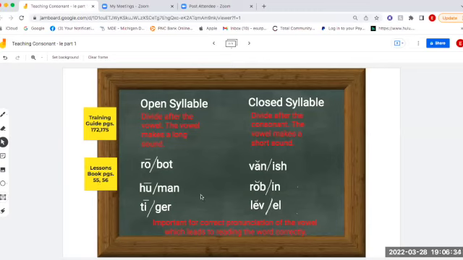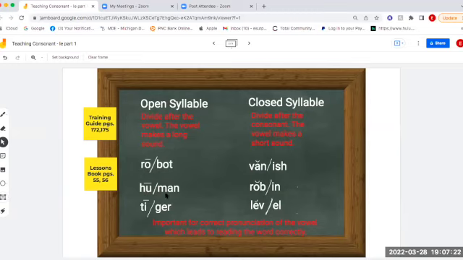So I want to review this just in case you don't know the difference between an open and closed syllable. But this is important to know so you can pronounce the vowel correctly. And if you're pronouncing the vowel correctly, then you're reading the word correctly. So in an open syllable, the word is divided after the vowel. And when it's divided after the vowel, it makes a long sound. So in this word robot, we can see we divided it after the O, the vowel. So this first syllable says ro. The O makes the long sound because it's open. There's not a consonant closing it.